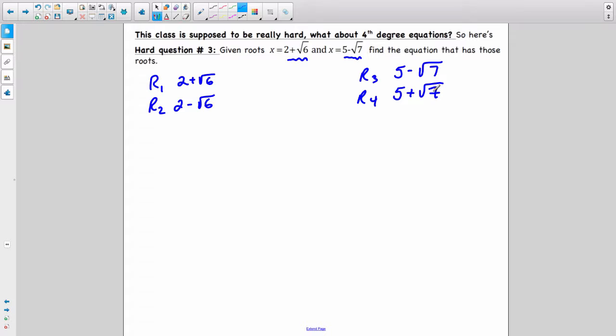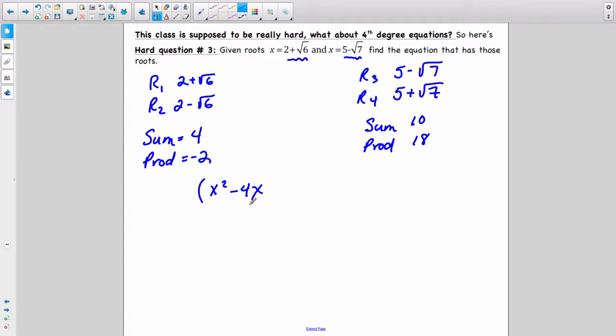Okay. If we add them and multiply them, this is what we'll get. The sum of those is 4, and the product is negative 2. If we do these guys, the sum will be 10, and the product will be 18. So that's telling me that this one is going to be x squared minus the sum with an x plus the product. This guy is going to be x squared minus the sum plus the product.